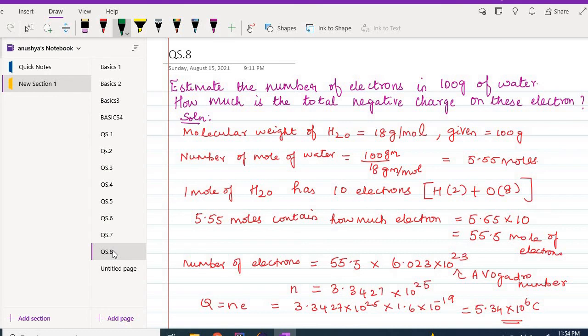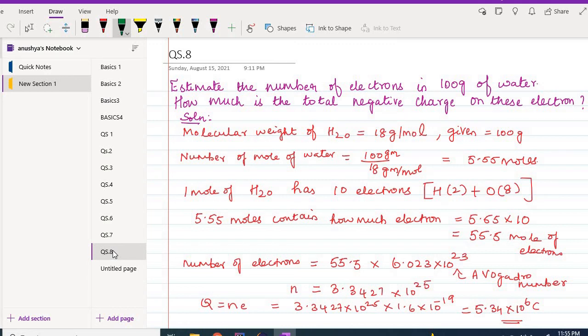Next is to estimate the number of electrons in 100 gram of water. How much is the total negative charge on these electrons? So 100 grams of water is given, and you have to find out the total negative charge in this 100 gram of water. We know that the molecular weight of water is 18 gram per mole. Given is 100 gram, so you have to find the number of moles of water. 100 gram divided by 18 gram per mole will give you 5.55 moles.